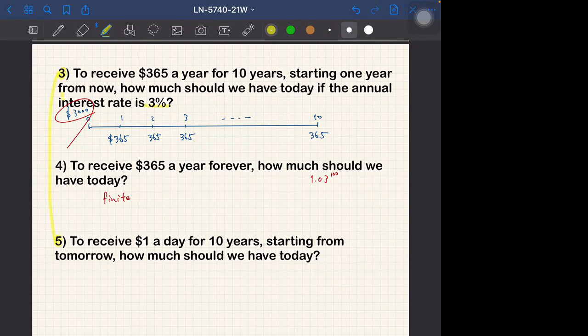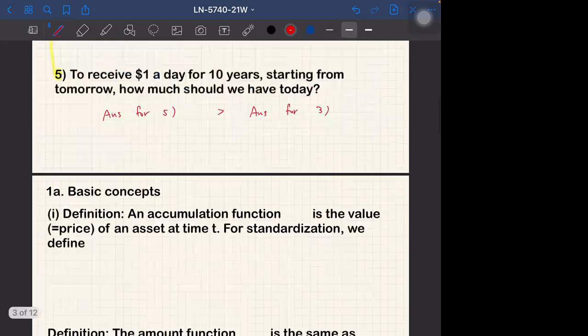So this is the so-called time value of money. So we have more value in question 5. So the answer for 5 is larger than the answer for 3. So we will answer these kinds of questions in the course.